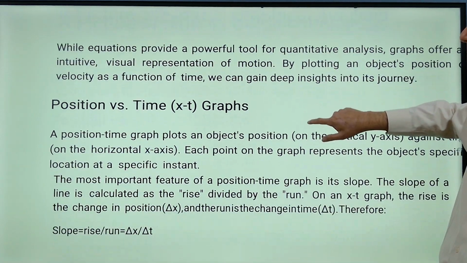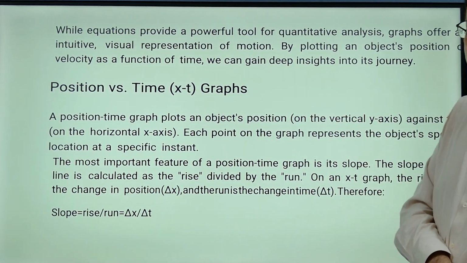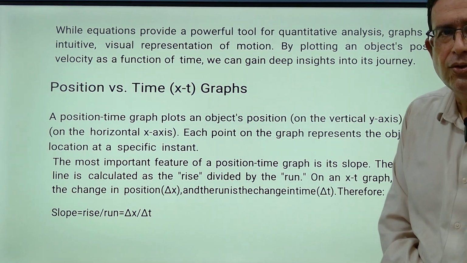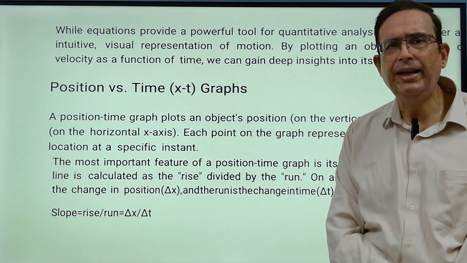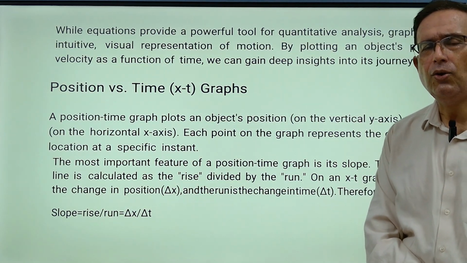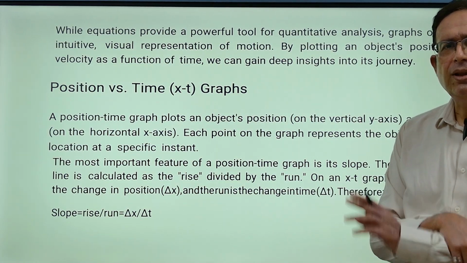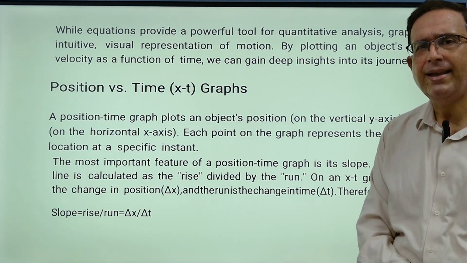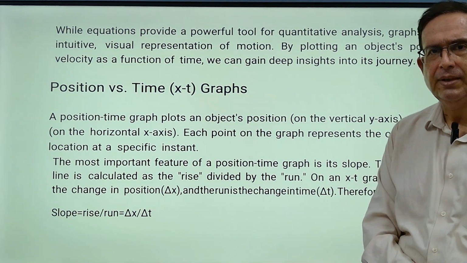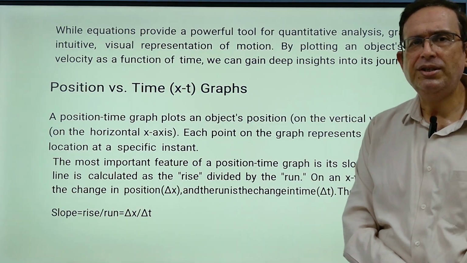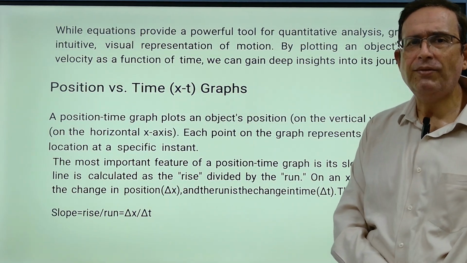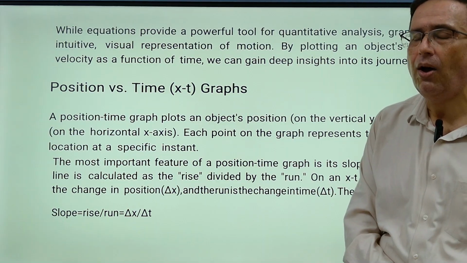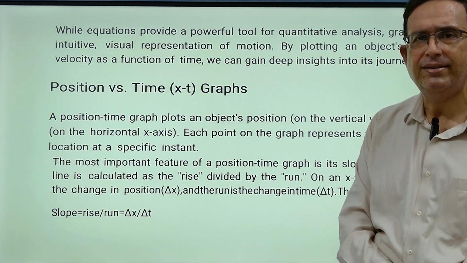We can also draw a graph to understand this, which is called the position versus time graph. A position time graph is when you plot the position on the y-axis, and on the x-axis you ascribe the time. Then you plot the position versus time graph, and the slope of that graph will give you delta x by delta t, which is the velocity, either average or instantaneous.